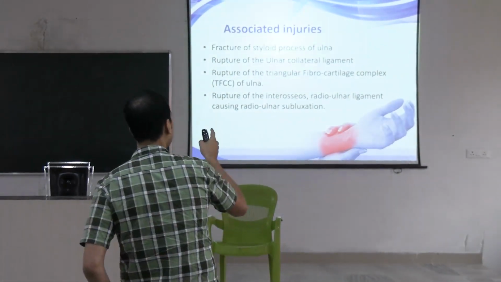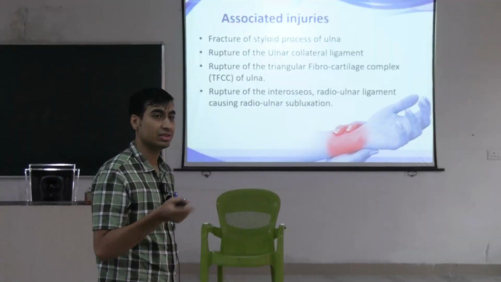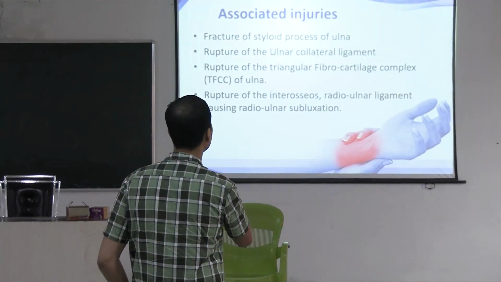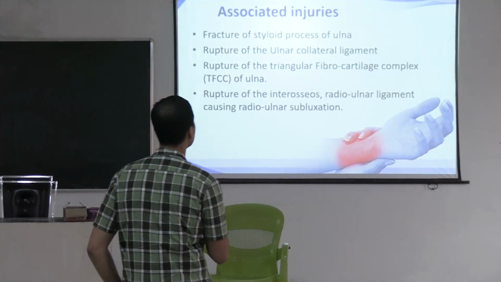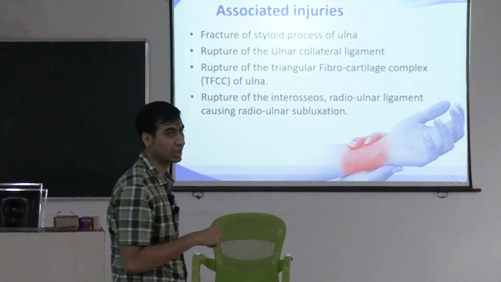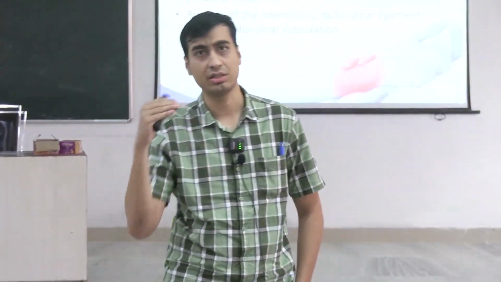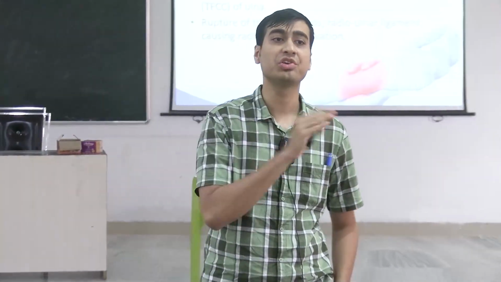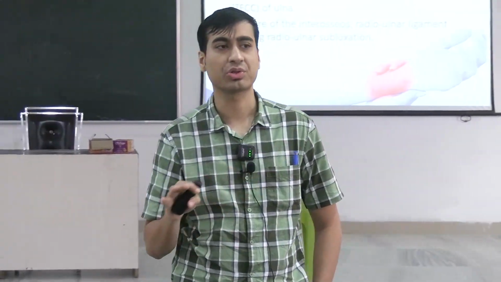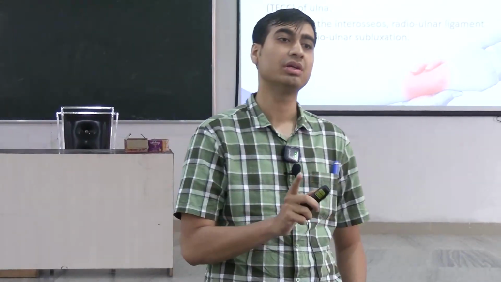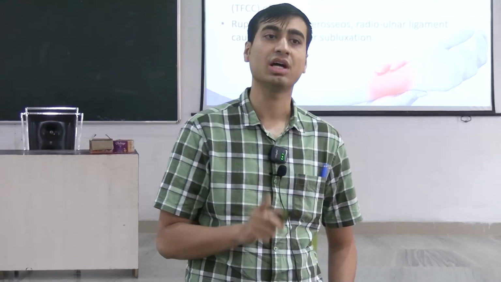Rupture of the ulnar collateral ligament, which is also a component of the TFCC. Rupture of the triangular fibrocartilaginous complex of the ulna, and rupture of the interosseous radioulnar ligament causing radioulnar subluxation. That is very rare, and happens only in a very high velocity injury, if the fracture has made the ulna pop out. In a usual Colles, you are not going to get that. But remember, of these associated injuries, the most common and most important is the fracture of the ulnar styloid.